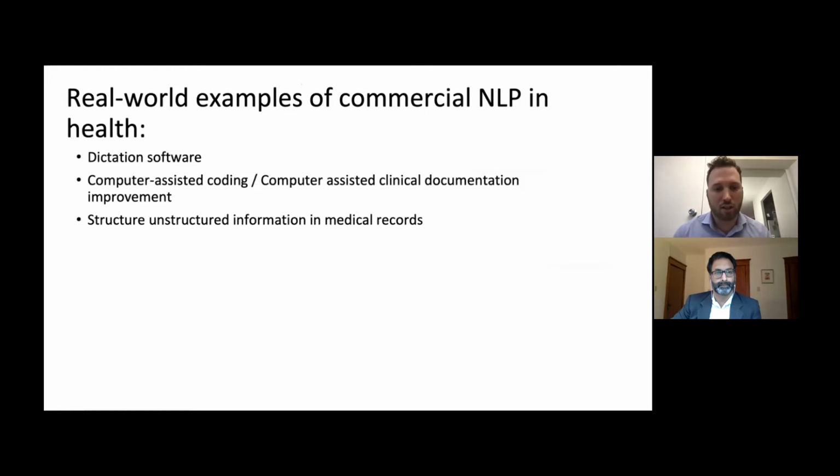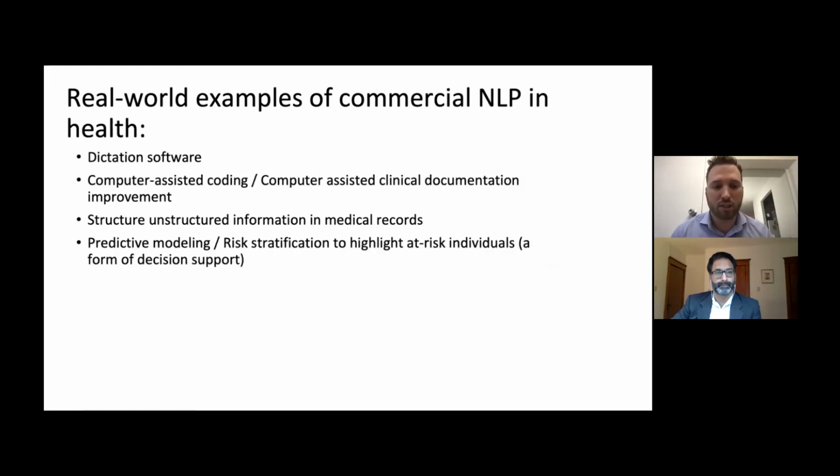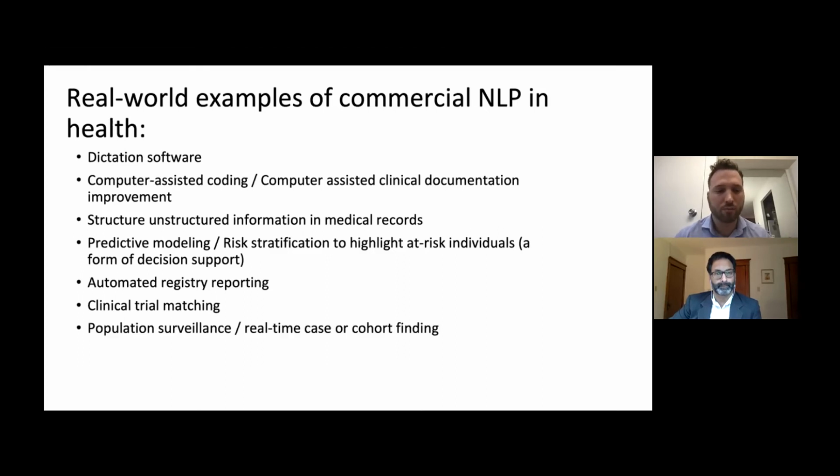As I mentioned, structuring the unstructured information in the records, predictive modeling, risk stratification. This is an interesting one, automated registry reporting. This is actually a use case in the US, able to connect to those systems and recommend that there's a direct reporting that occurs. Clinical trial matching is a really neat use case, seeing if a patient is appropriate for a clinical trial. And population surveillance or real-time case or cohort finding uses NLP. All these tools use NLP, and on the right are examples of vendors who market them.